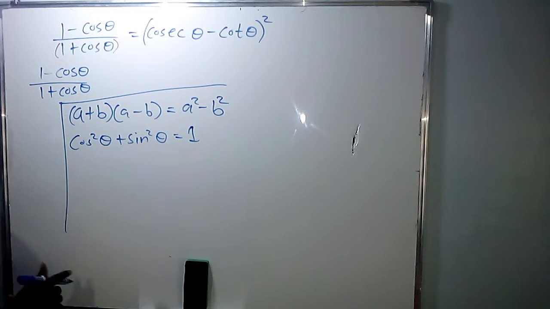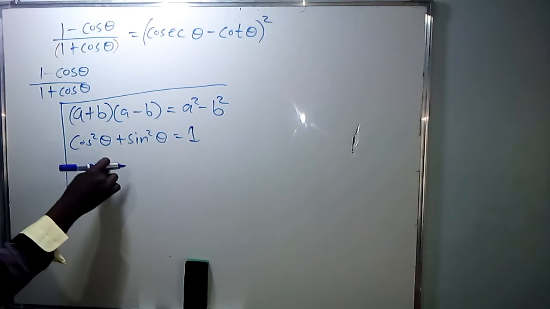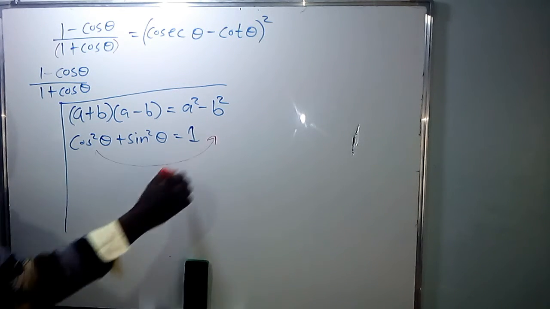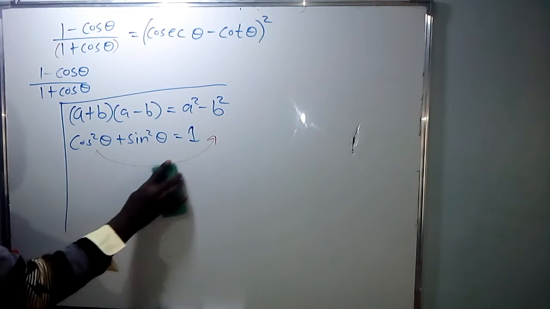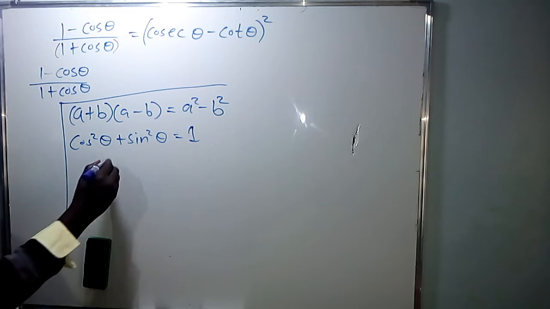So it means for you to have something like 1 minus cos theta or 1 plus cos theta, you have to take cos squared theta to the other side of the equation, isn't it? So it means cos squared theta plus sine squared theta is equal to 1 is the same as sine squared theta is 1 minus cos squared theta.